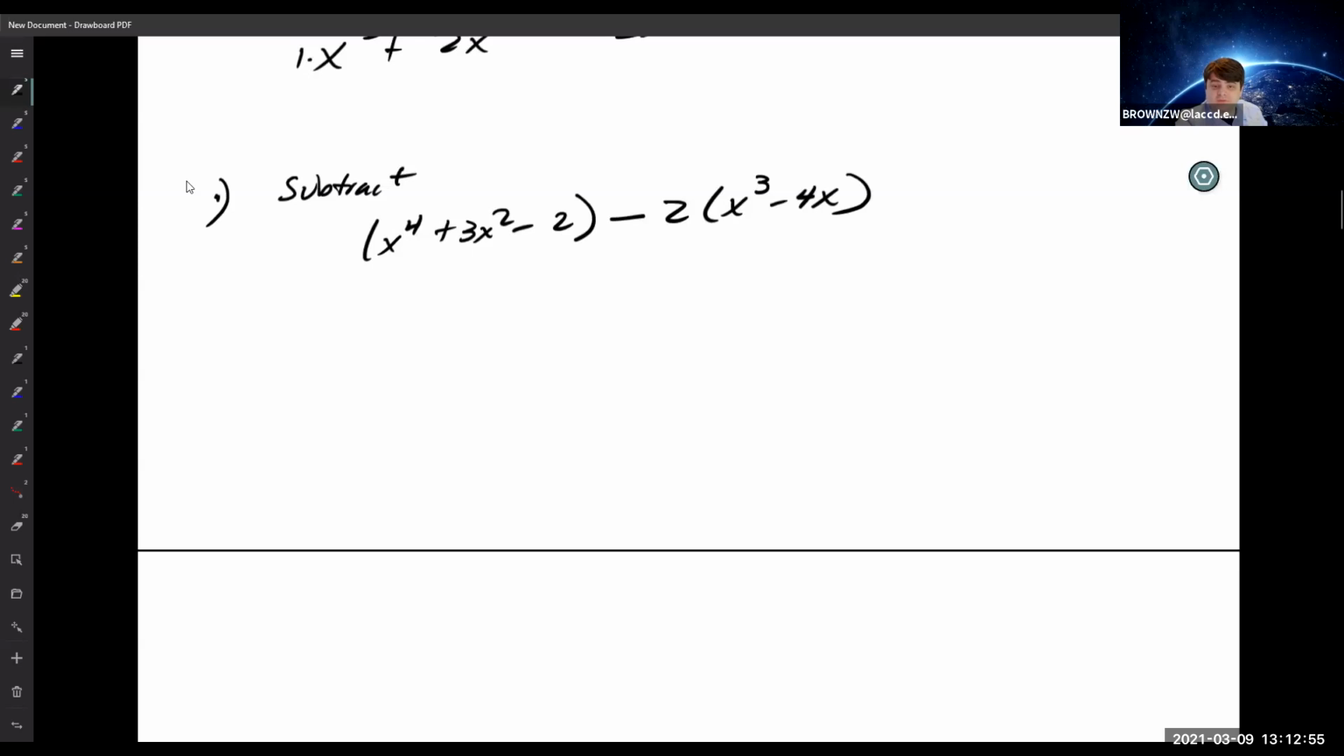So in this case, we're going to do a little bit of distribution. Since there's nothing being subtracted, if you want to think of there being a positive 1 in front here, when they're written like this, we can actually just drop the parentheses of the first term. And then for the second term, we are just going to distribute. So that's going to give me minus 2x cubed. And then minus 2 times minus 4x gives me positive 8x.